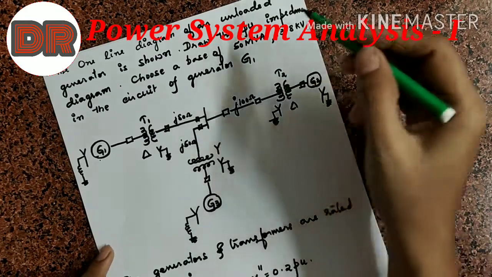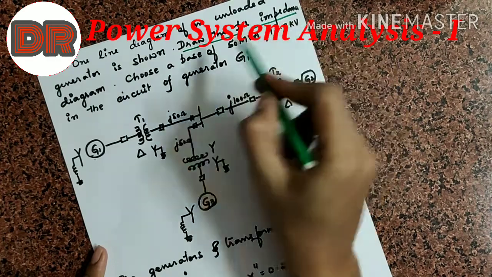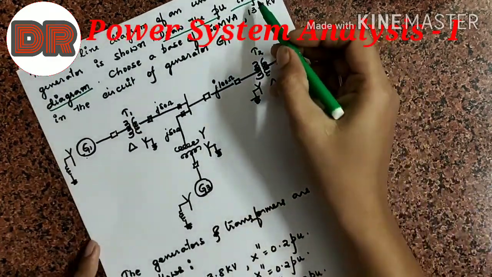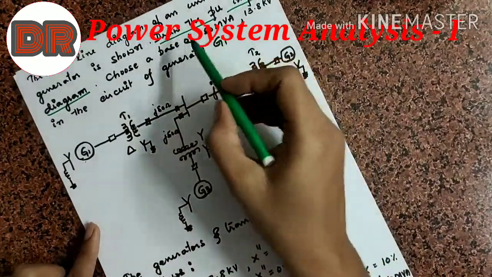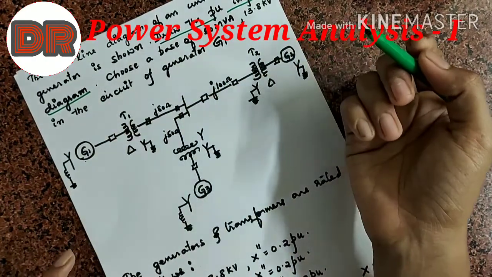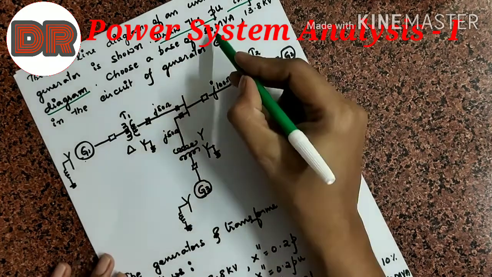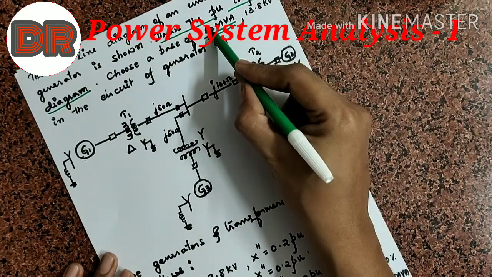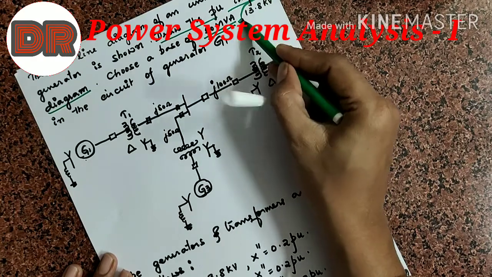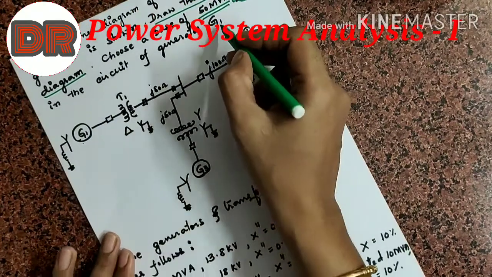Given the one line diagram, what we have to do is draw the per unit impedance diagram. The impedance diagram and reactance diagram are both the same. So we have to calculate all the reactance values as per unit quantities, and we can take a base of 50 MVA. Throughout the numerical, the base value will be 50 MVA, and you see here it's 13.8 kV in the circuit of generator G1.